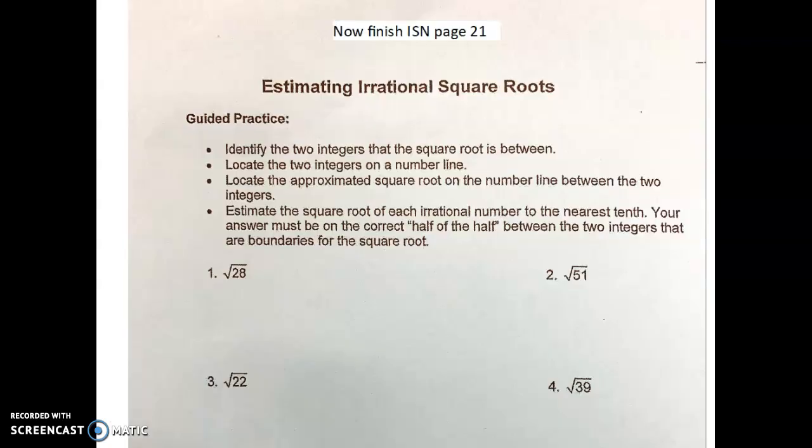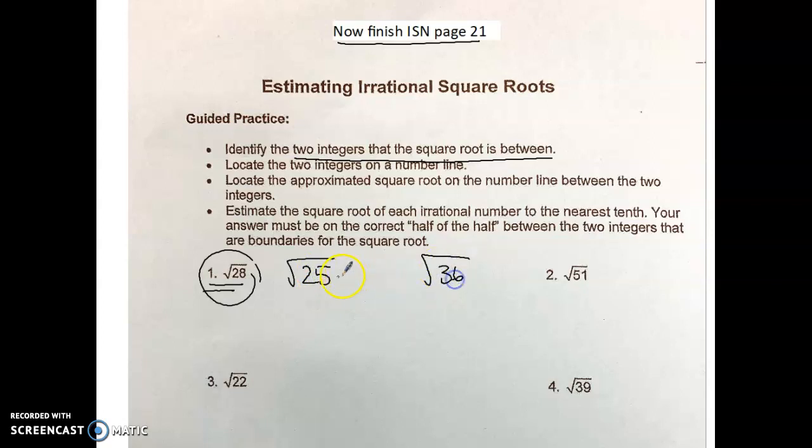When you go to page 21, now you're going to try some on your own. You want to identify the two integers that the square root lies between. Look at your list. Your teachers are going to look for tomorrow whether you knew what two perfect squares 28 lies between. It's bigger than 25, but less than 36. So the square root of 28 is going to lie somewhere between 5 and 6. Remember to take those square root signs away when you do that.